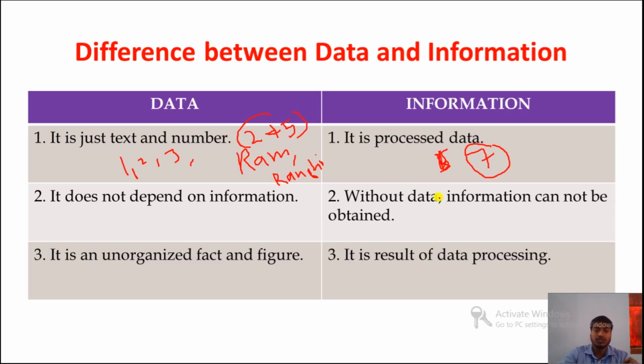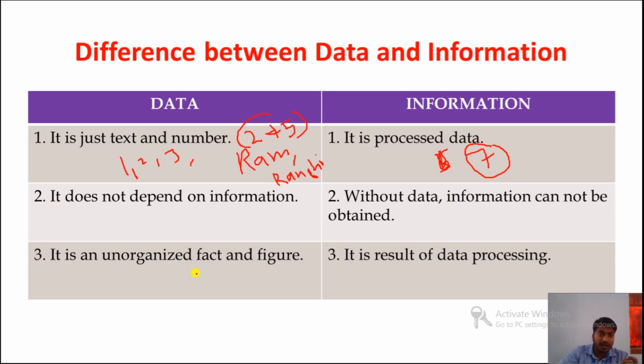Clear? So without data, information cannot be obtained. For information we need data, all the data which we require. But data does not depend on information. Clear?